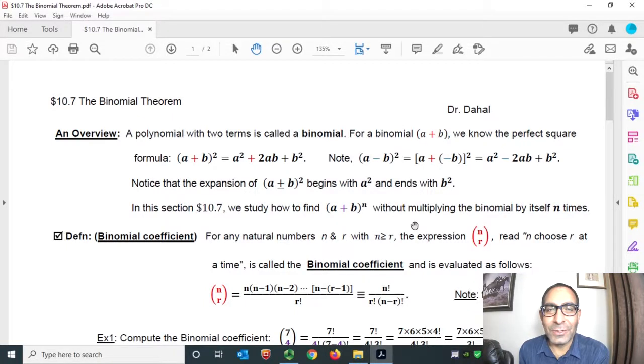In today's class I'm going to cover binomial theorem. So let me start the class right away. First, let me give you an overview.